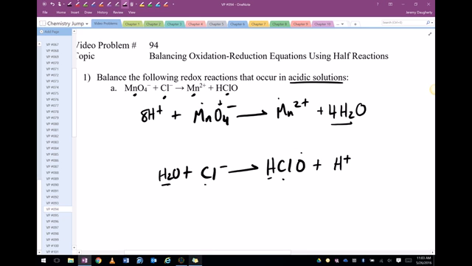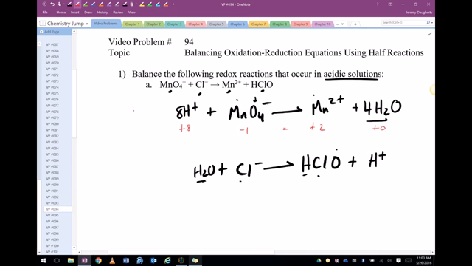Now what you do is you balance the charge by adding electrons. So this is plus 8, this is minus 1, this is plus 2, this is 0. So I've got 7 is equal to 2. I need to add 5 electrons to this side, because now negative 6 plus 8, positive 2 equals positive 2.